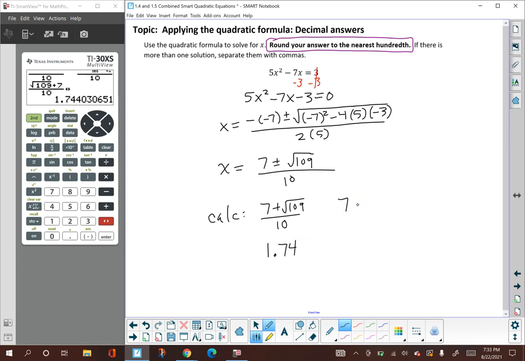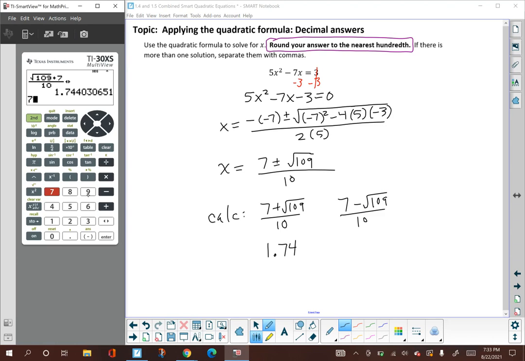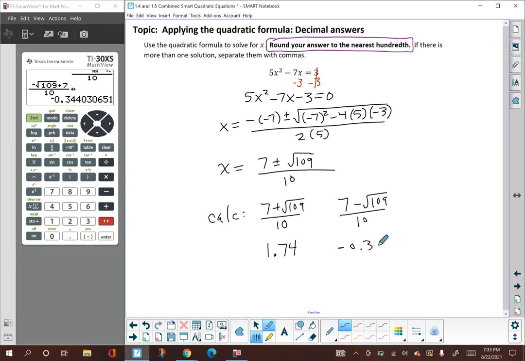And then I also need to ask my calculator to crunch the -1. Let's see, push the fraction button first, 7 minus root 109, and that is over 10. And again, it's going to try to keep it exact, so hitting that decimal button there. So this would be negative 0.34 if I round to the nearest hundredth. Then you would type those in separated by a comma.